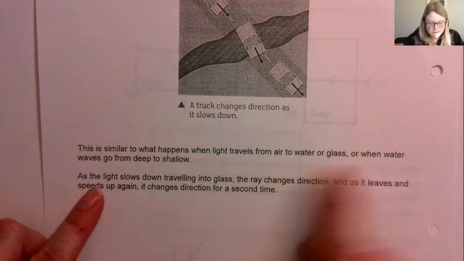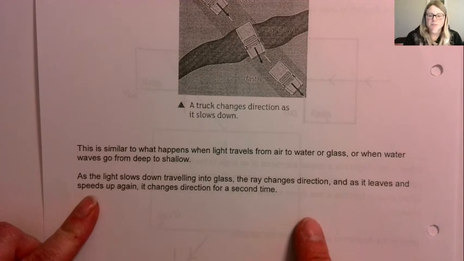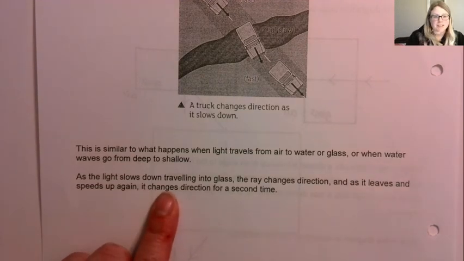Okay, so as the light slows down when travelling into glass, the ray changes direction. As it leaves and speeds up again, it changes direction for a second time.